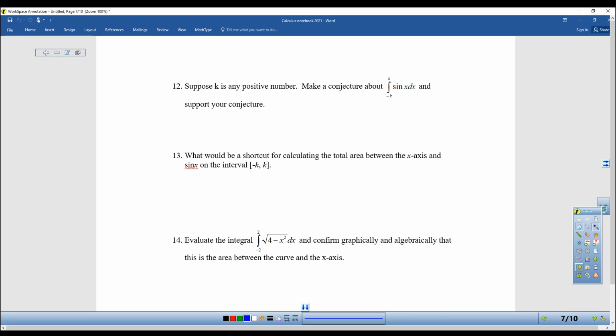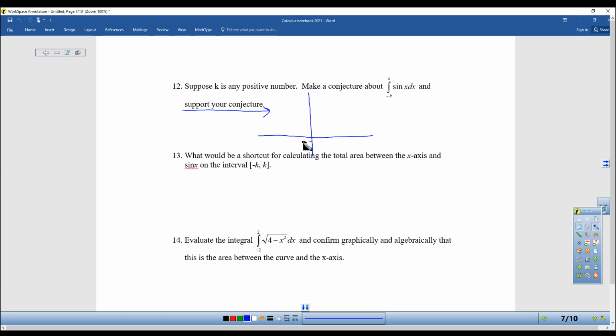All right, some thinking questions now. Suppose k is any positive number. Make a conjecture about the integral from negative k to k of sine of x dx. Support my conjecture is going to be my graph.